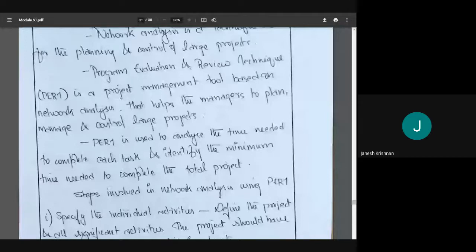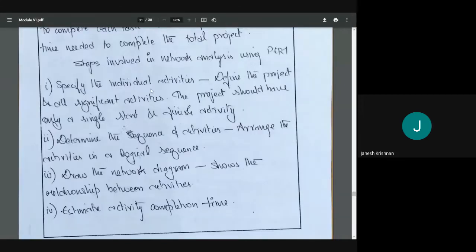So what are the steps involved in network analysis? The first one is identifying and specifying the individual activities, like install electrical, install plumbing, right? So the first step is specifying the individual activities. The start should be only one; individual activities can be multiple. Next, determine the sequence of activities. Arrange them in a logical sequence, like we are seeing. After earthwork, then foundation. You cannot put foundation first and then earthwork, right? Only after you have dug up can you do the foundation work. It should be in logical sequence.